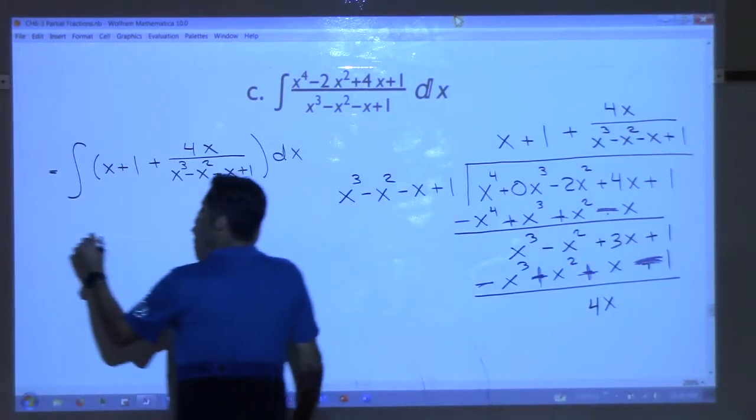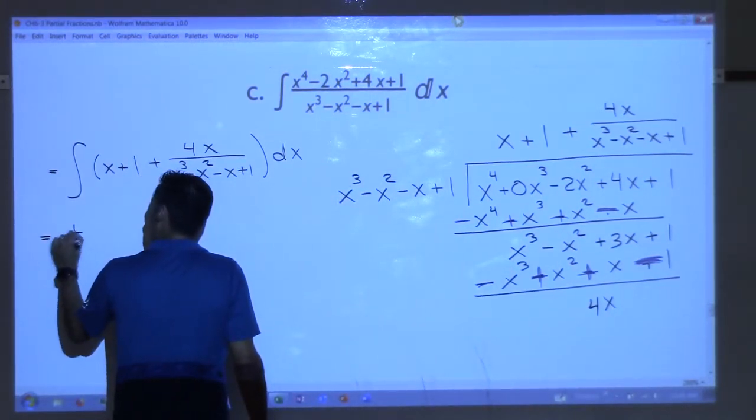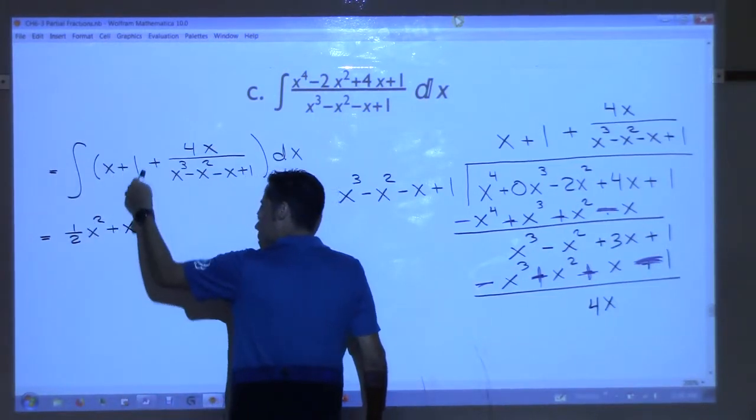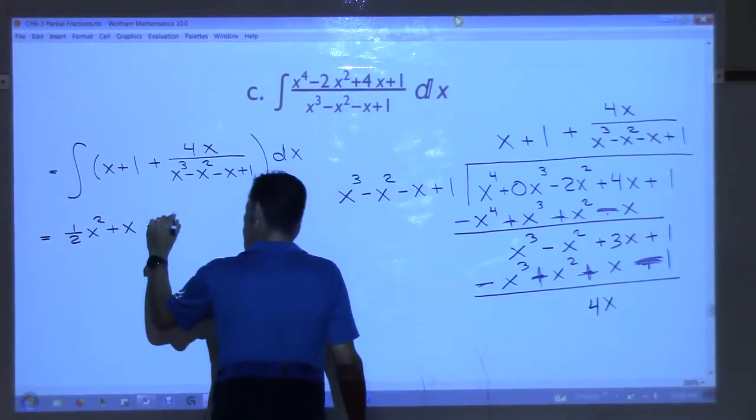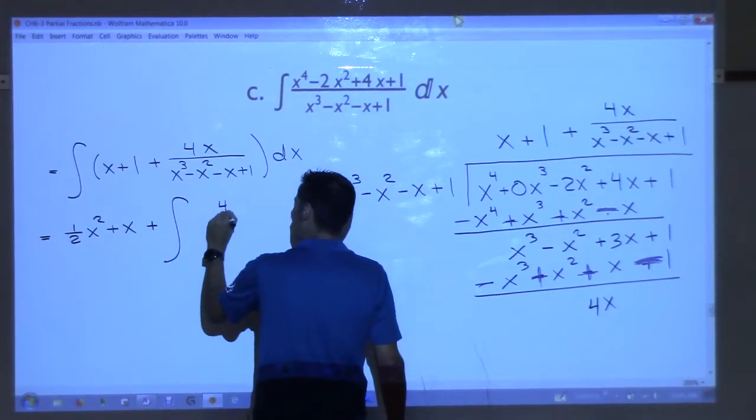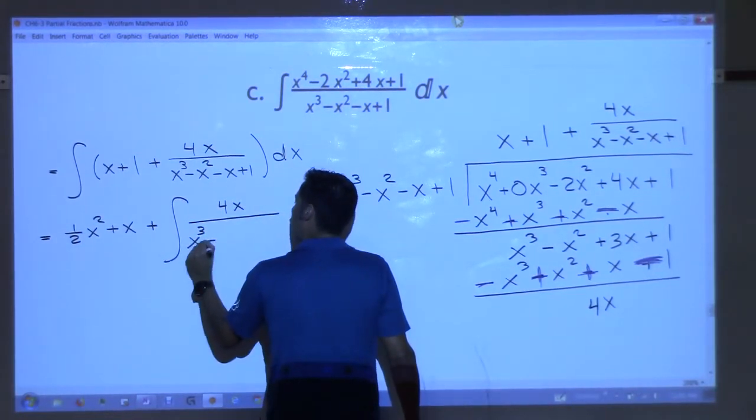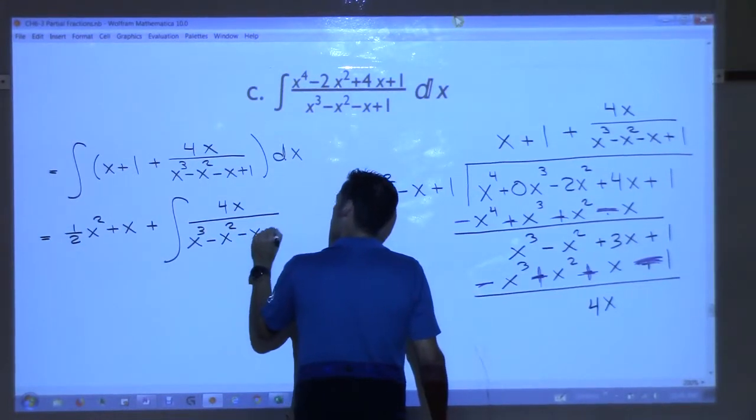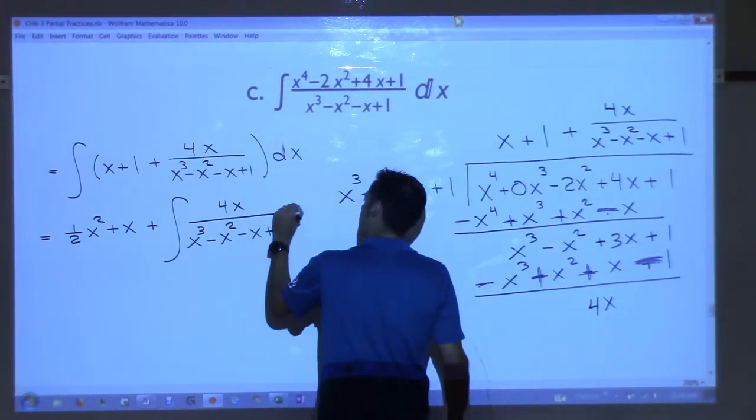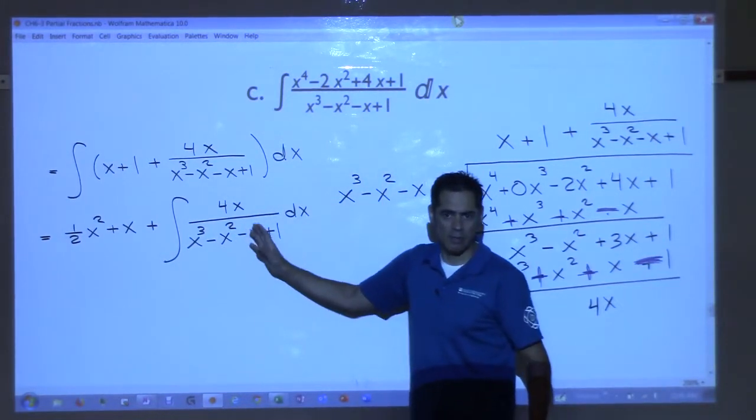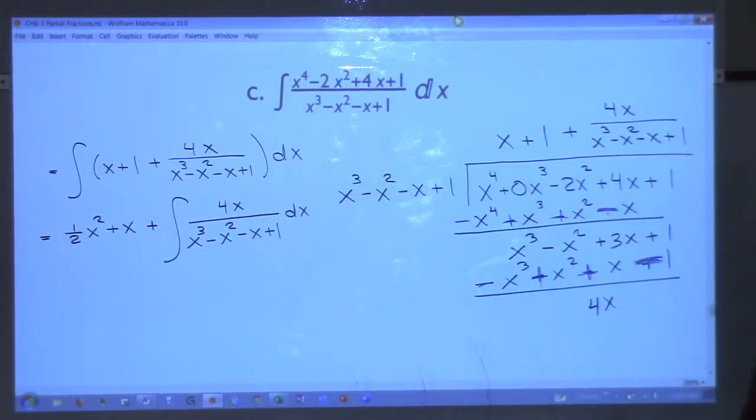So this now becomes 1/2 x squared plus x. So I took the antiderivative here, antiderivative here, and on the next one, I don't know the antiderivative yet. So I'm going to still work on that. And I'm not going to put plus c, because I'm going to get a plus c when I do this. So I'll just wait till the very end. Any questions on that?